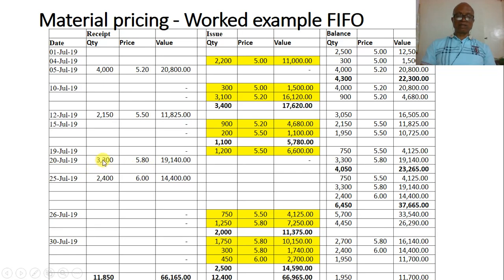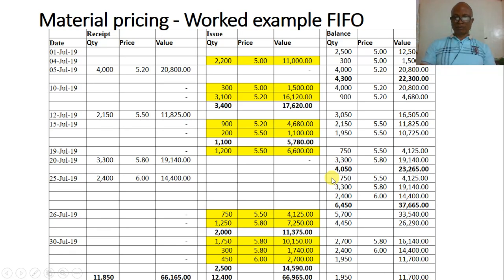Then on the 20th, 3,000 units came in at what price? 5 naira 80 kobo, and then this is the balance, and then you have 3,300 multiplied by 5 naira 80 kobo, so you have 19,140. So when you add the two together, you arrive at this particular figure. On July 25th, 2,000 came in at this price, then this is the price. So you do the needful.